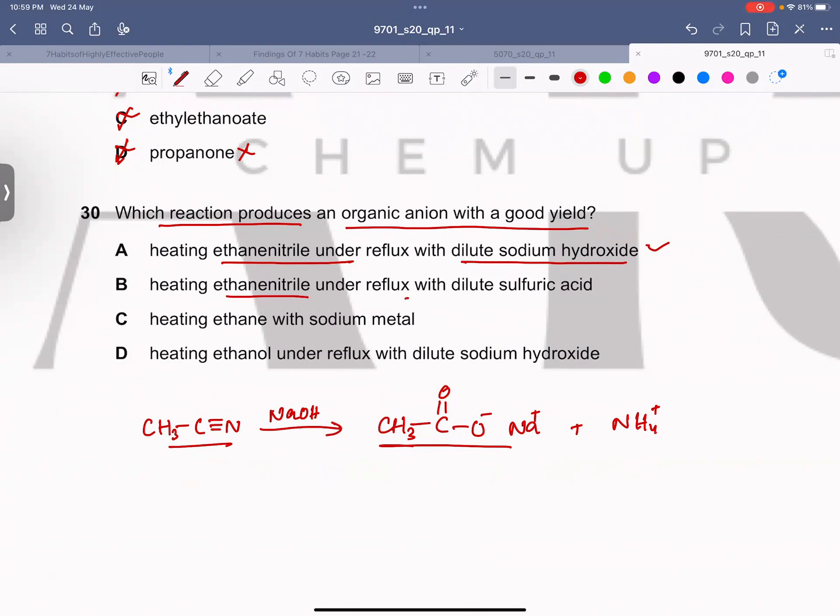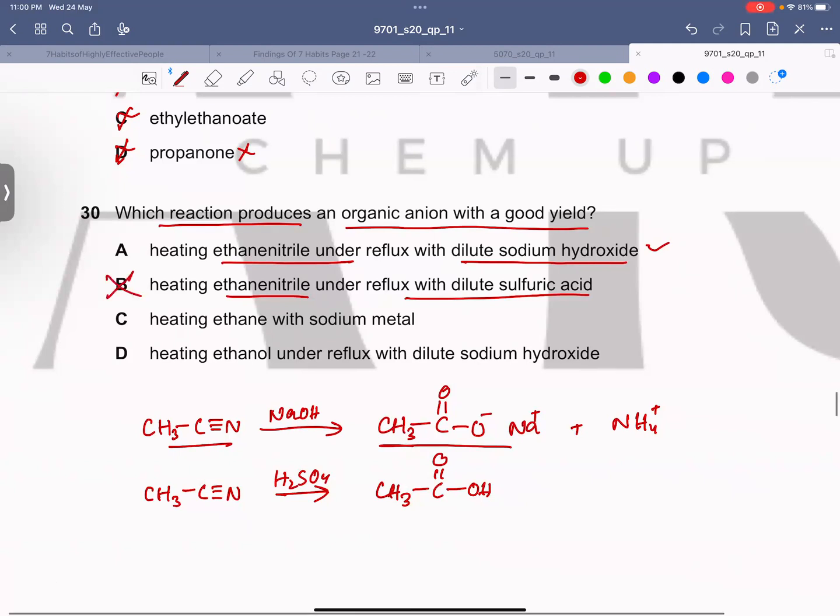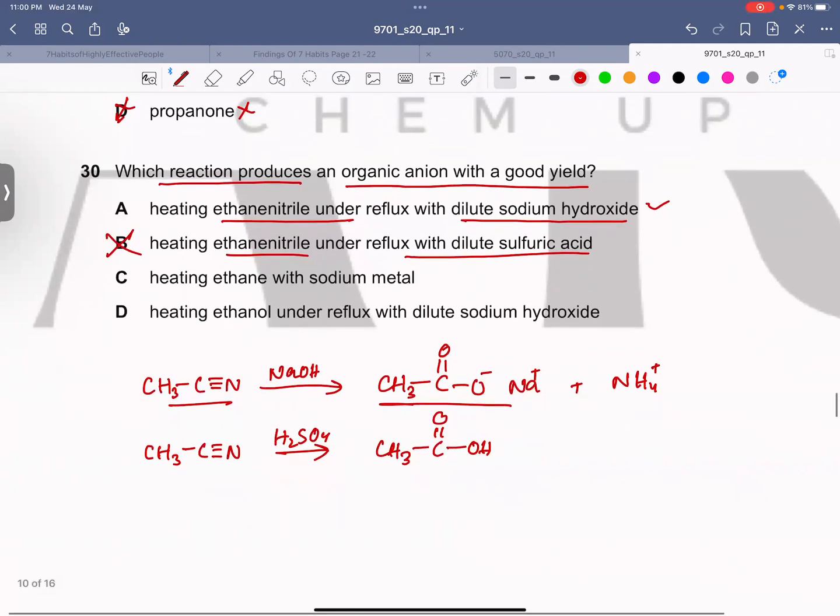Ethane nitrile under reflux with dilute hydrochloric acid. Okay. So if I hydrolyze and heat ethane nitrile with acid, now I'm going to get ethanoic acid, not ethanoate ion. And ethanoic acid is forming in water, so it would be partially ionized. So very few ethanoate ions would form. So B goes wrong.